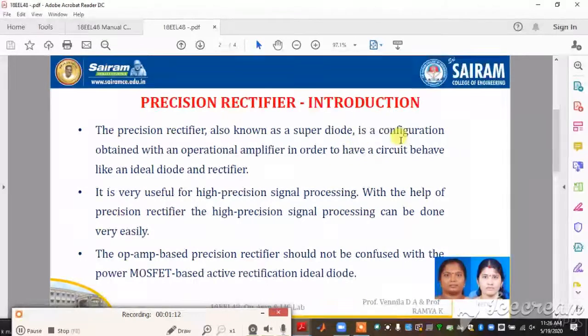In configuration, we obtain this rectifying circuit with the help of your operational amplifier to behave like an ideal diode and rectifier. So it is very useful for high precision signal processing. With the help of this precision rectifier it is possible for us to obtain a high precision signal processing circuit, and it can be done very easily. We are not using a MOSFET. This operational amplifier based precision rectifier is not like your power MOSFET based active rectification ideal diode.